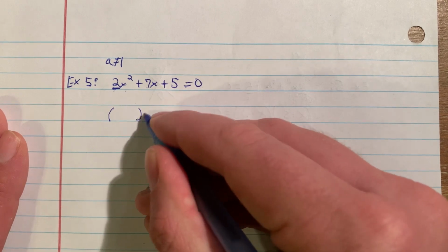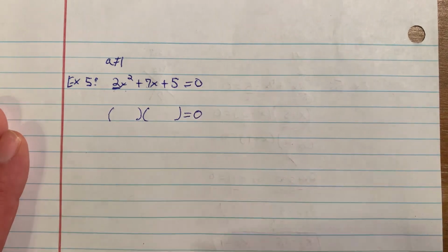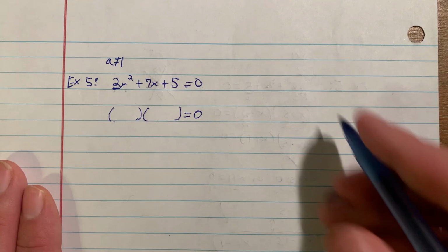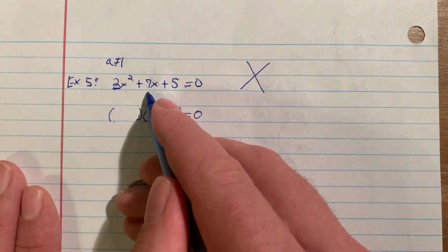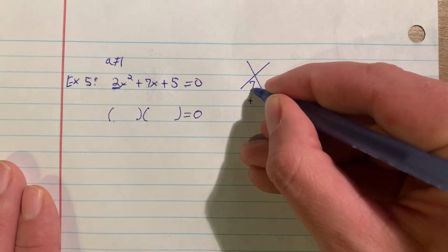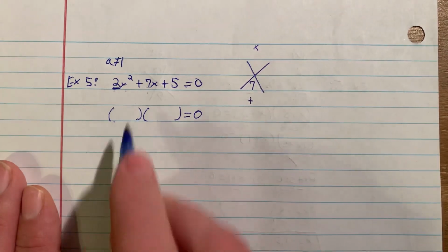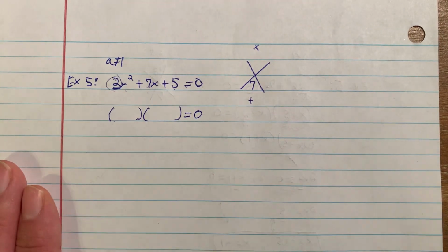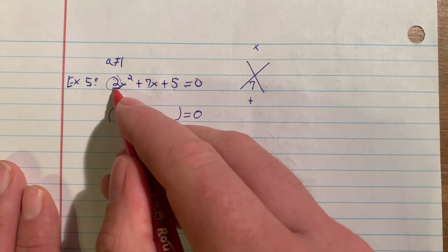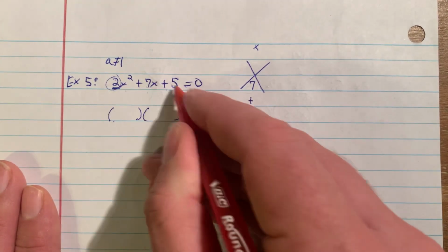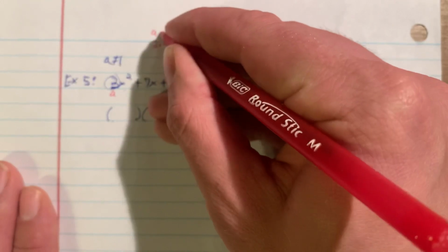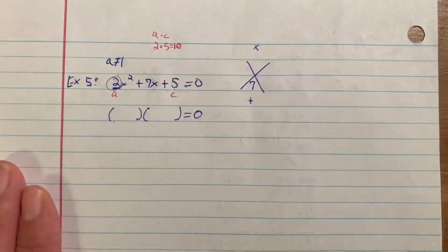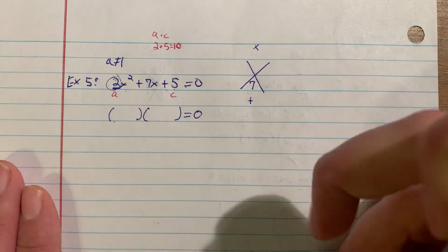One way to do it is we know it'll be a binomial times a binomial is equal to 0. So we just have to figure out what these binomials are. And the way we're going to do it is, just like before, we're going to need two numbers that add to be 7, but they're not going to multiply to make 5 because of this 2. When a does not equal 1, we need to multiply a times c. So 2 times 5 is equal to 10, and that's the number that we need to multiply to make.